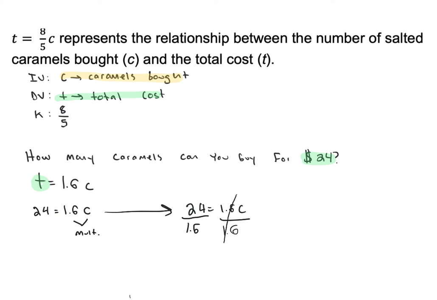So 24 divided by 1.6 is 15. So we end up with 15 is equal to 1 C. And anytime you have 1 of a variable, you can just put the variable. You don't need to write a 1. So if you have multiplication, use division to undo it. If you have division, use multiplication to undo it. Inverse operations. But we would say that our answer would be for $24, we can buy 15 caramels.